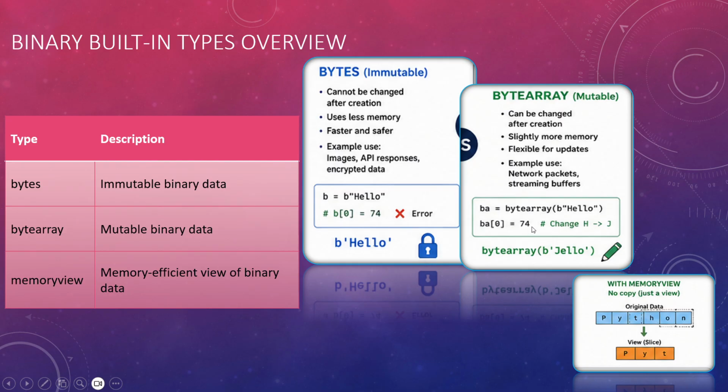Okay, 74 for J. So as soon as you write ba[0], bytearray representation, right? This is a sequence of numbers. 0 will represent your H. So H will be removed and J will be added there. So it will become Jello.